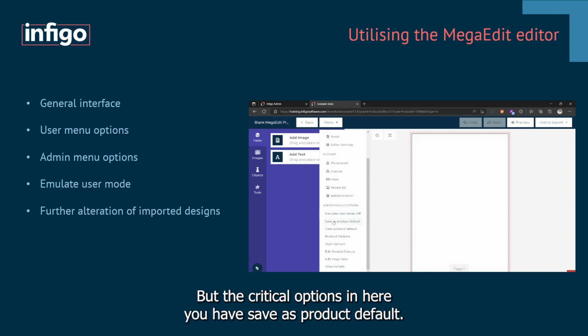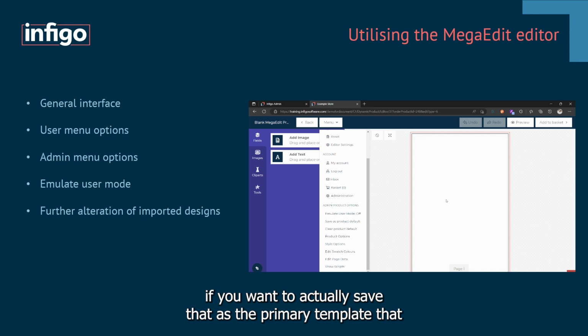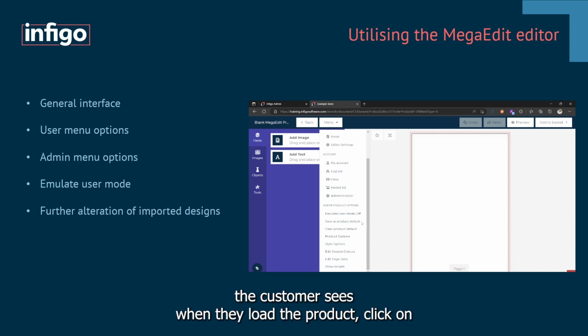Other critical options in here, you have Save as Product Default. So once you've started making your template, if you want to actually save that as the primary template that the customer sees when they load the product, click on Save as Product Default.